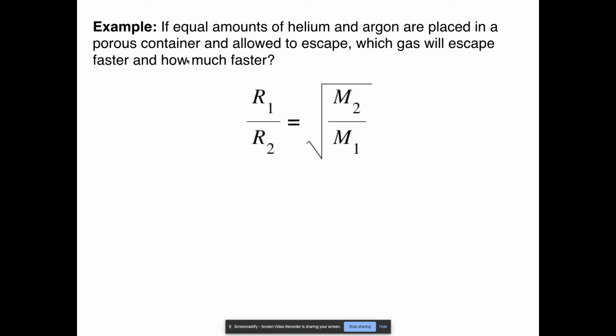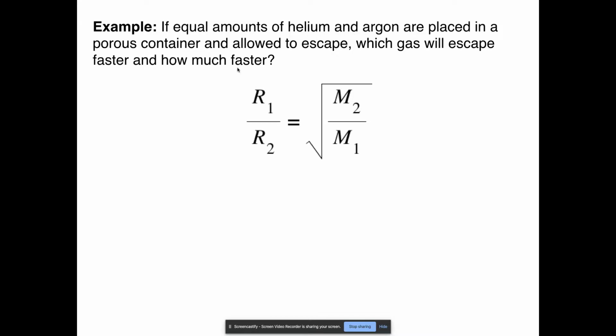Now there are no numbers in this. All we know is that we have helium and we have argon. So we can look up the molar mass of helium and we can look up the molar mass of argon, and that'll give us this here. But then again, it says, which one will escape faster? Obviously, we can predict that helium is going to escape faster than argon because helium is lighter, which makes sense.